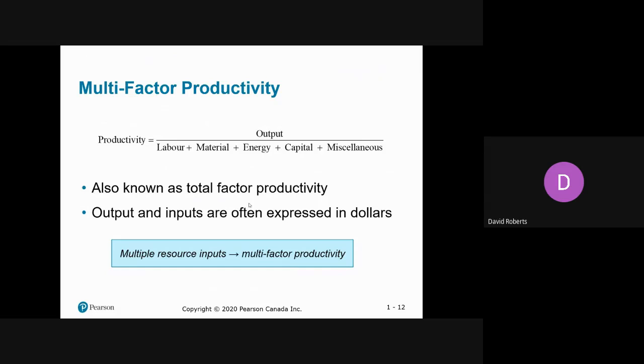So what you do in this particular case is you take the output, which is often measured in one of two ways. The output is measured in units, the number of units you produced, or it's based on the number of dollars you produce, which is called total revenue. Then the denominator is your total cost, because you can add labor dollars to material dollars, to the cost of energy, to the cost of capital, and the cost of miscellaneous. And by the way, the miscellaneous is normally things like overhead. So you take total revenue divided by total cost, and that will give you how much revenue you can produce per dollar of input.